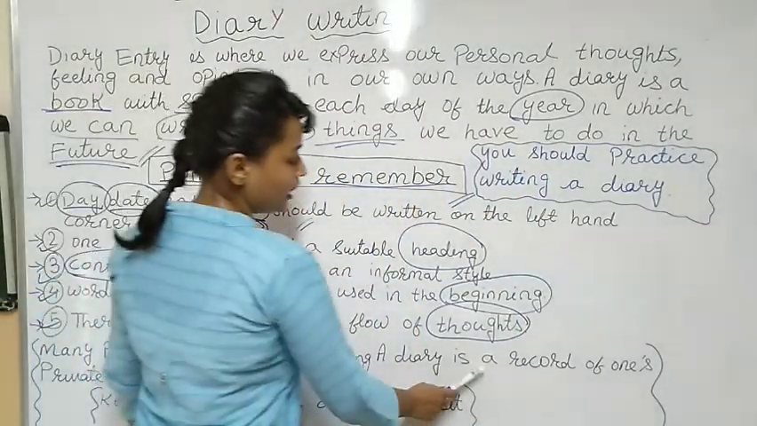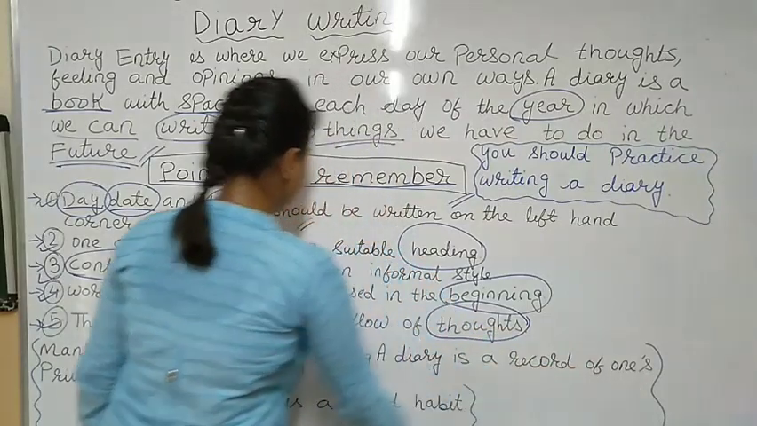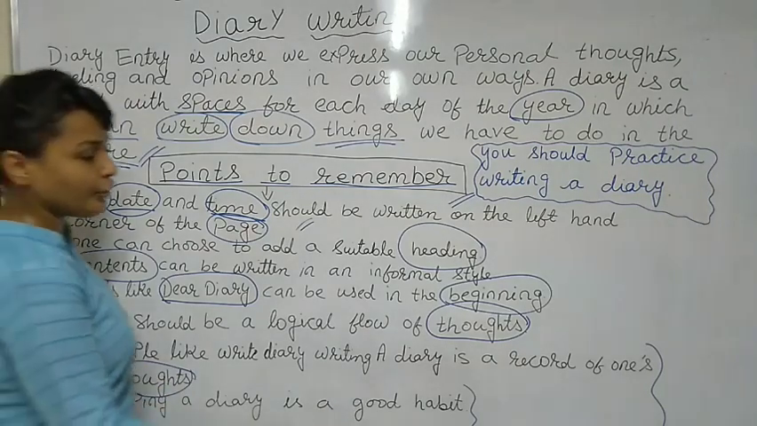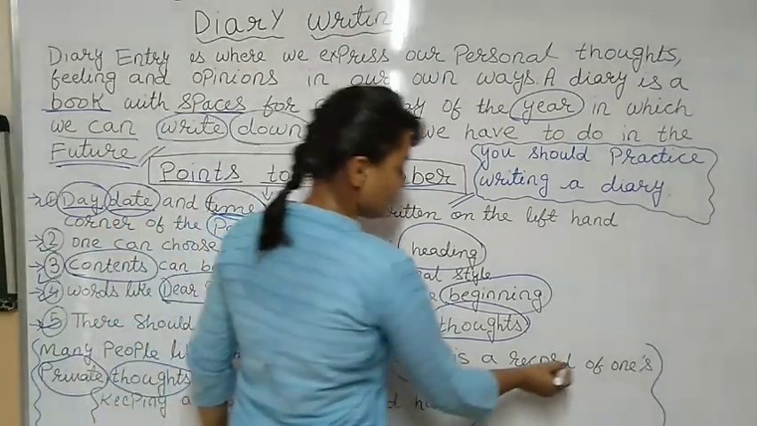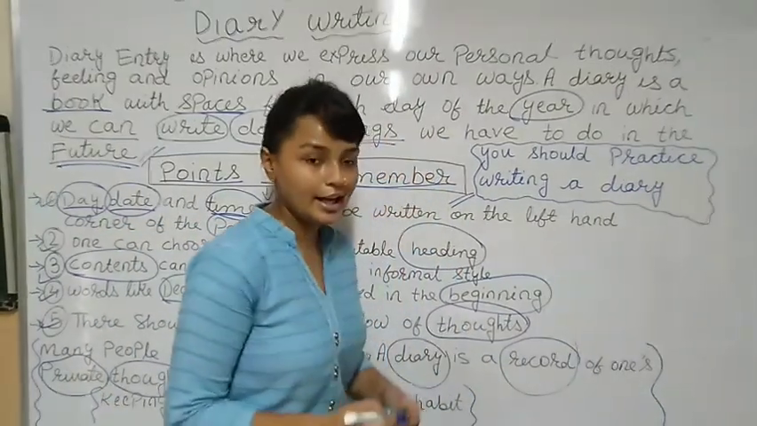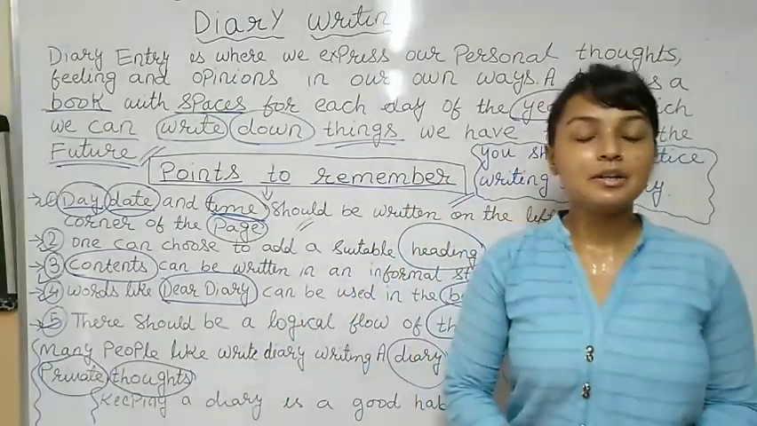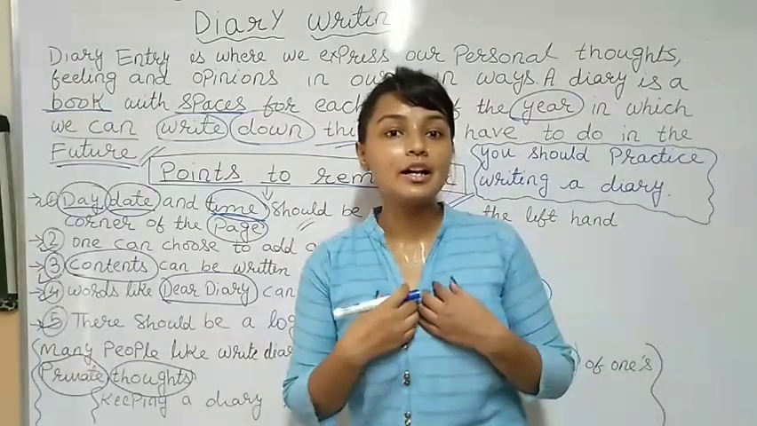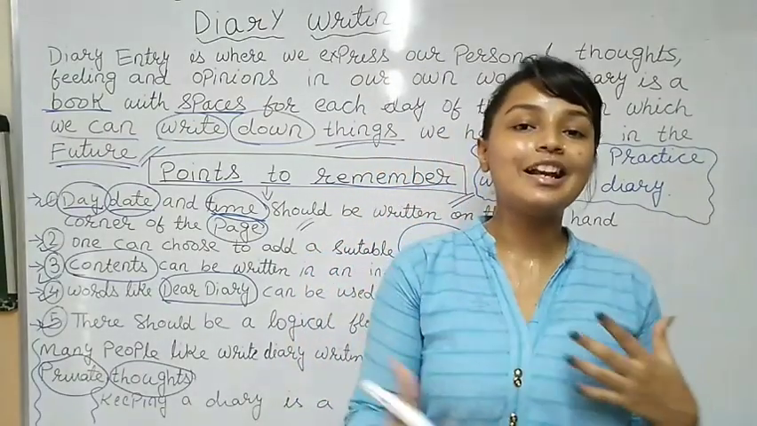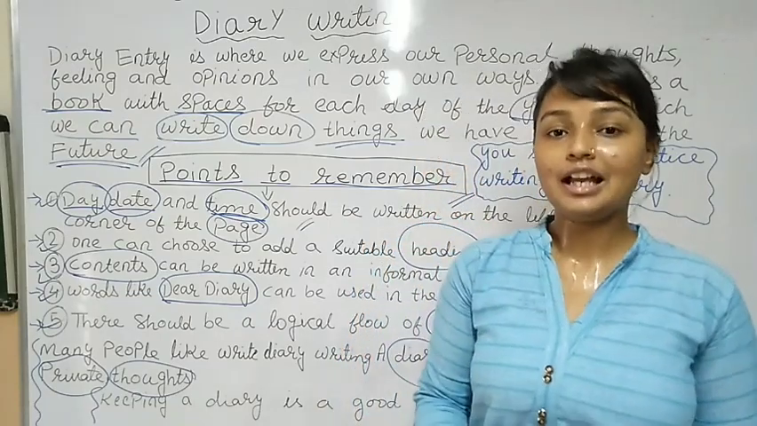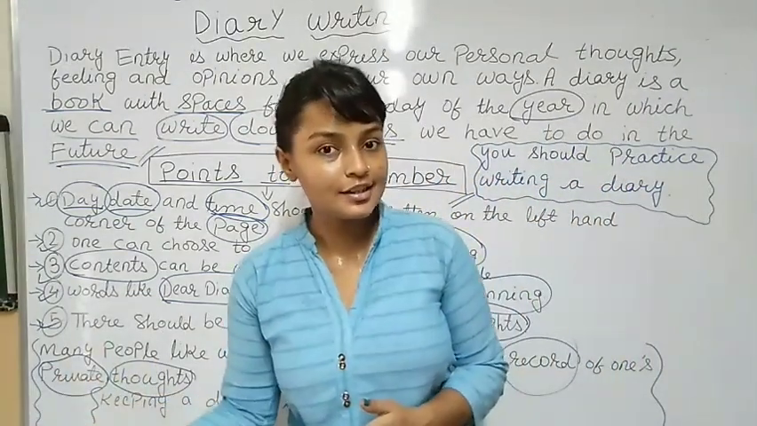Next, a diary is a record of one's private thoughts. Obviously, private, then thoughts. See, ये जो diary हम लोग लिखते हैं, the diary is a record of one's private thoughts. Means हमारे खुद के private thoughts, we can write them in the diary, obviously without any hesitation, and that records our feelings, right?